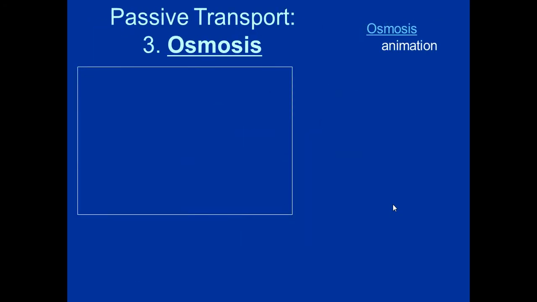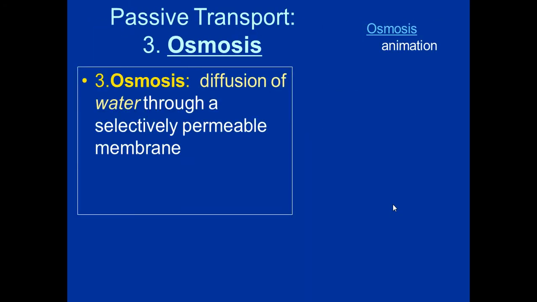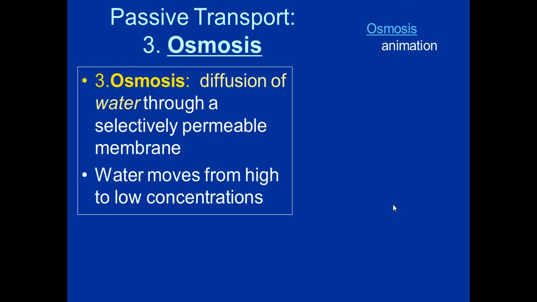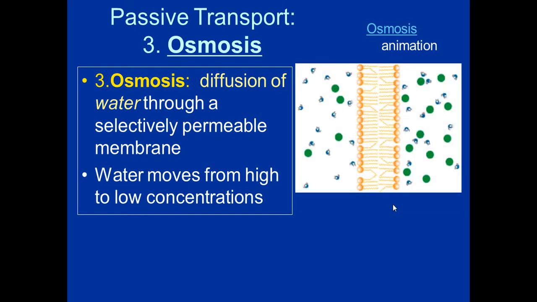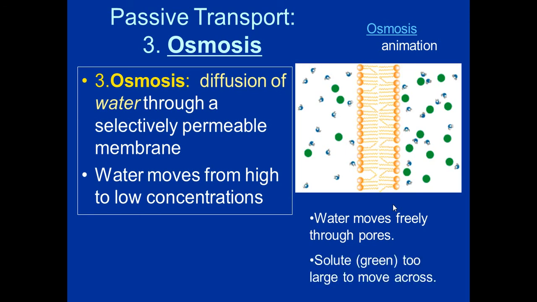The third type of passive transport is osmosis. This is the diffusion of water through a selectively permeable membrane. Water moves from high to low concentrations, and it goes naturally from high to low. It just moves freely throughout. The solute, which is something added to the water like salt, also is too large to move across the membrane.